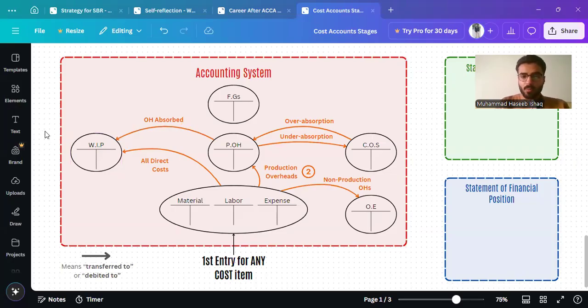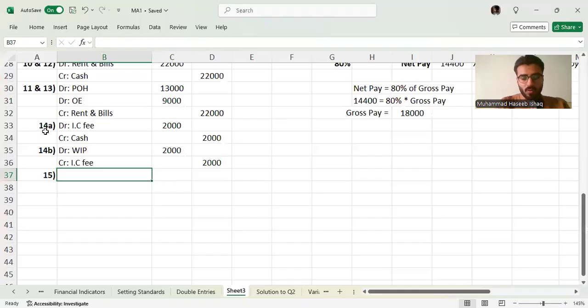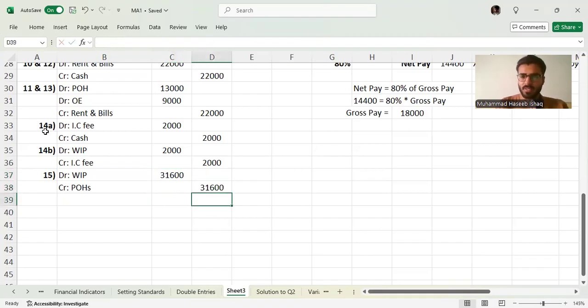So the double entry would be very simple, very straightforward. Of course, we will be debiting the work in progress account and crediting the production overhead account. From where this amount 31,600 is coming from, this is coming from the production overhead account. So very easy, very straightforward double entry.